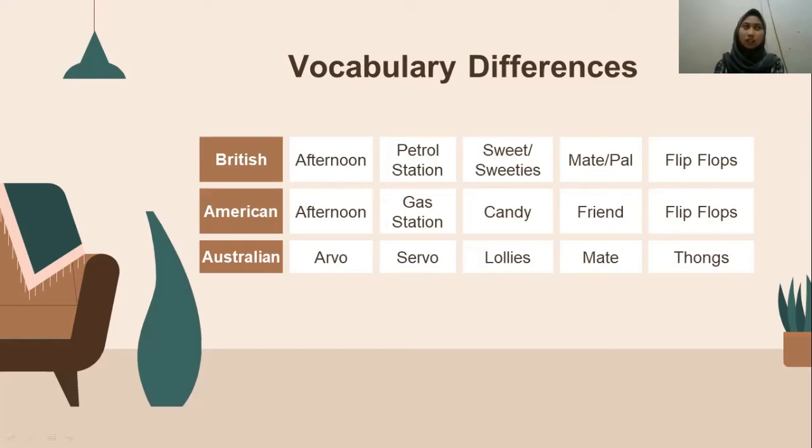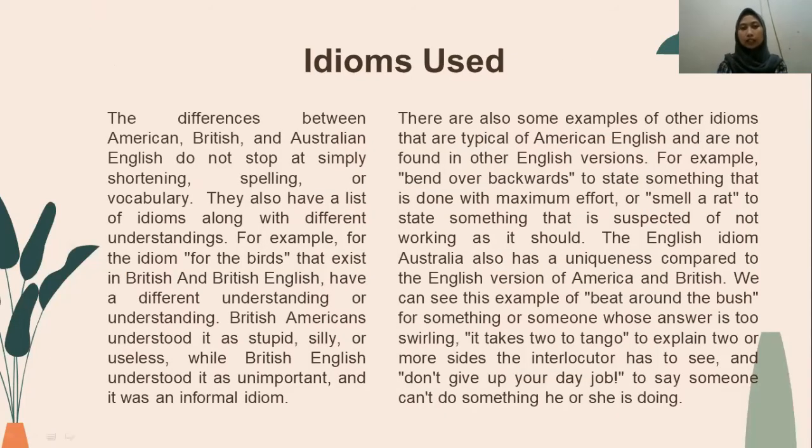Okay, so you have to be careful not to mix some of them. For example, in the United States, the word thongs will be used to describe underwear or G-strings, such as those found in lingerie stores. So the next material is idioms used.